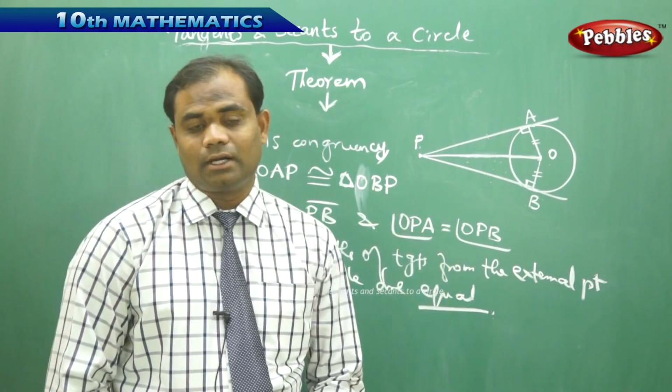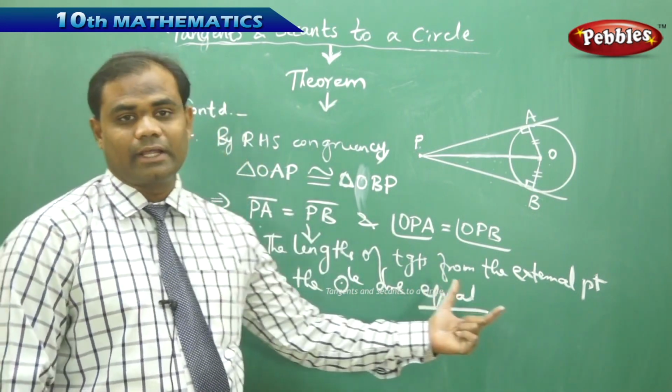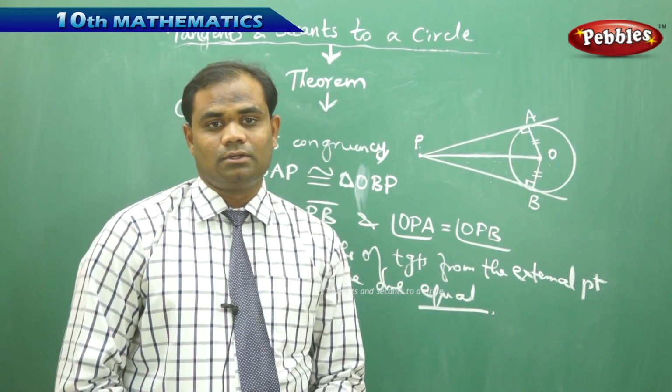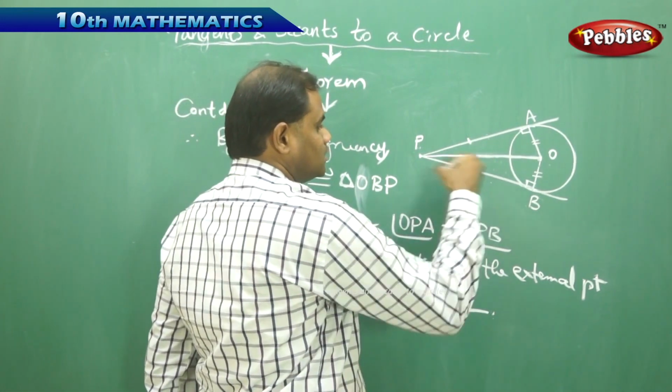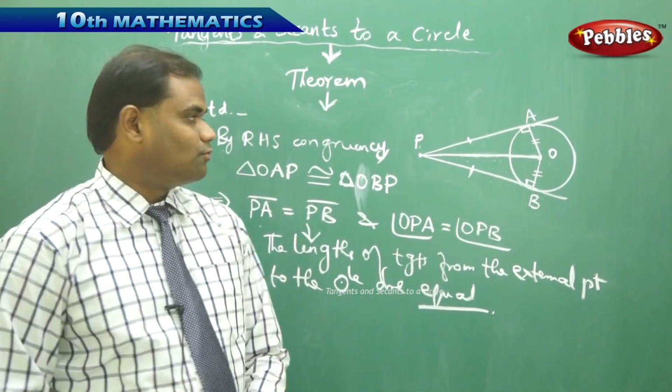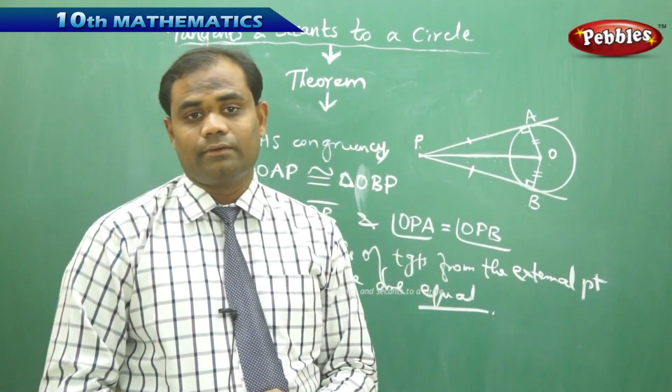is how we get to the RHS congruency of two triangles connected with the lengths of tangents being equal. So whenever we draw an external point, we assume that these two lengths are always equal for any point outside the circle from where the two tangents are drawn.